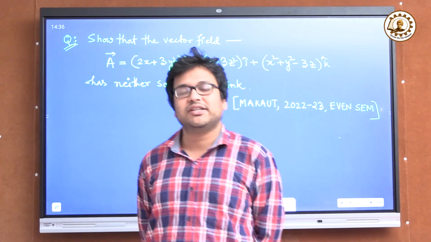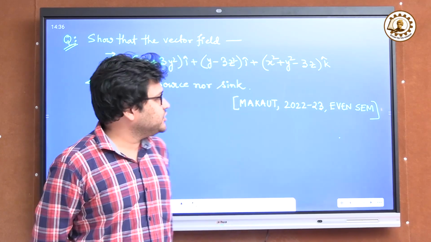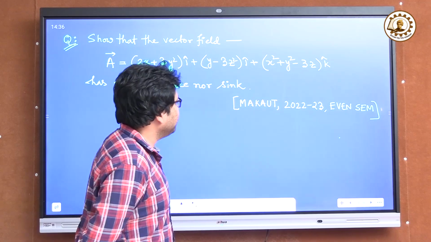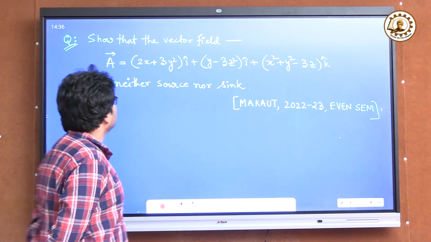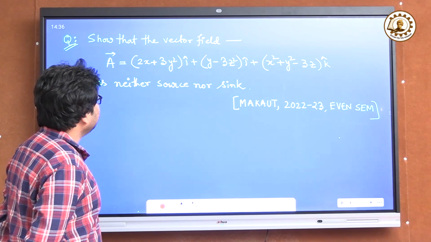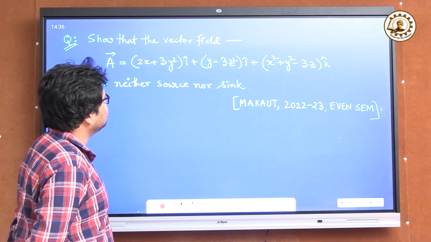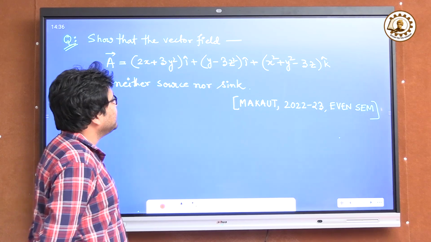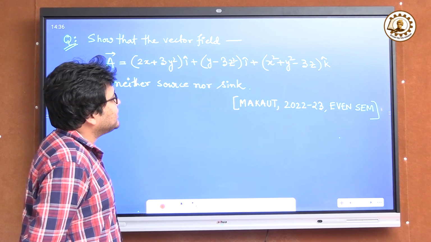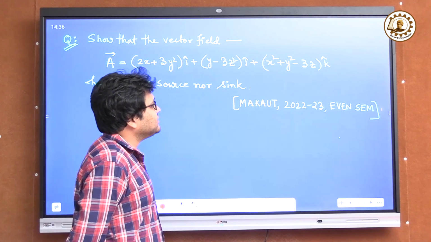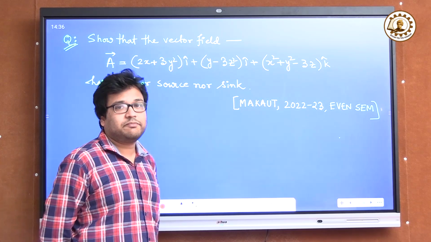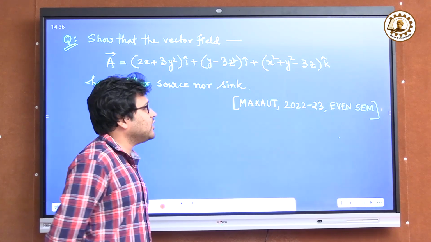Welcome back students, in today's class we are going to solve a question from vector. The question came in the 2022-23 even semester in MAKAUT, and the question is: show that the vector field given by A vector equals (2x plus 3y squared) i cap plus (y minus 3z squared) j cap plus (x squared plus y squared minus 3z) k cap has neither source nor sink. So we have to solve this problem.